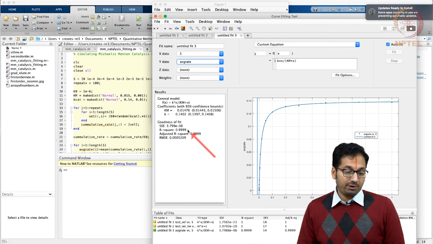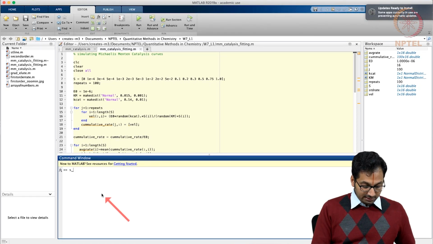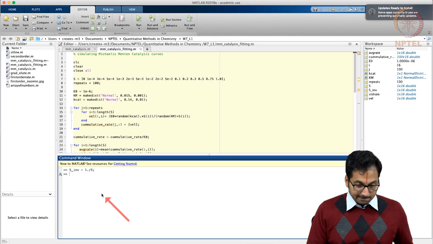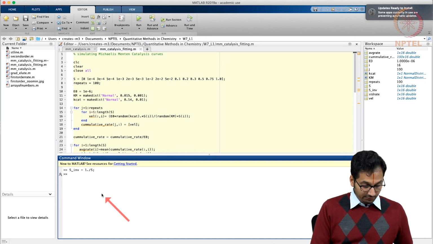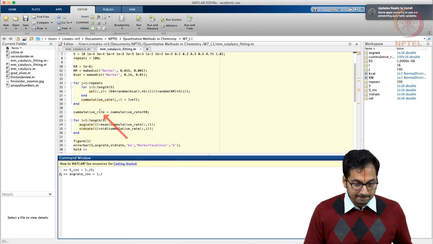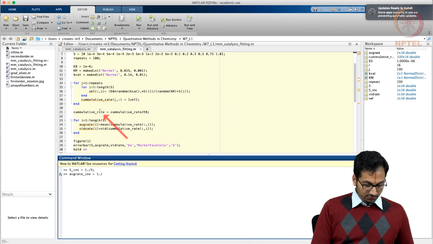Why don't we repeat the same process that we did earlier of doing the 1 over S plot? So how would we do it? We will say S inverse is equal to 1 over capital S, and then we have a cumulative rate. Actually we have the average rate that we would like to do. So average rate inverse is equal to 1 over average rate.